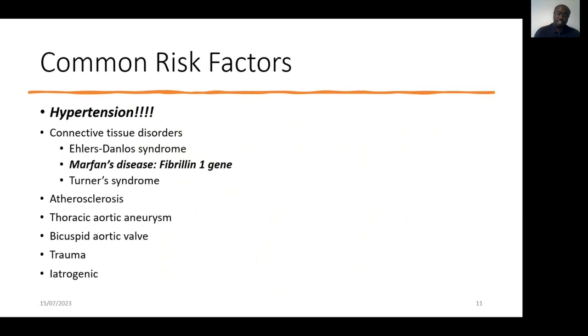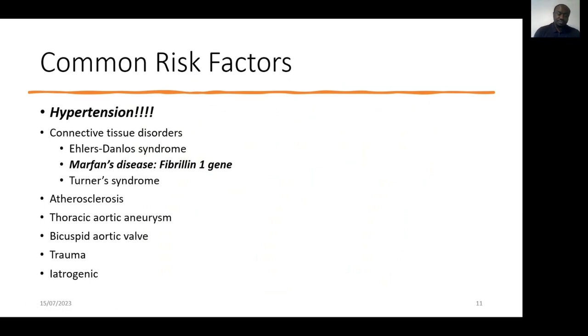Bicuspid aortic valve: we know that a normal aortic valve has 3 leaflets, and when they have 2, that's a bicuspid aortic valve. Because of the flow dynamics through the valve, they are associated with an enlargement of the ascending aorta, and that causes weakening of the wall, and they can also have a dissection.